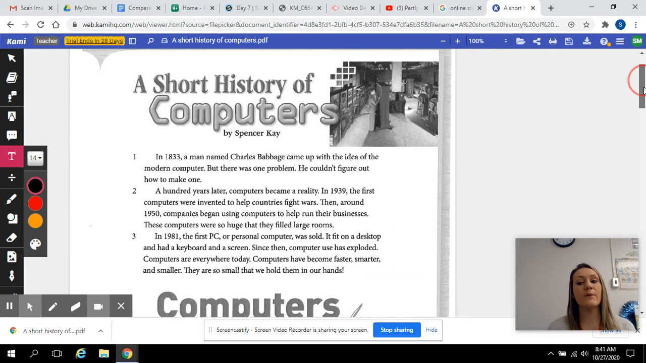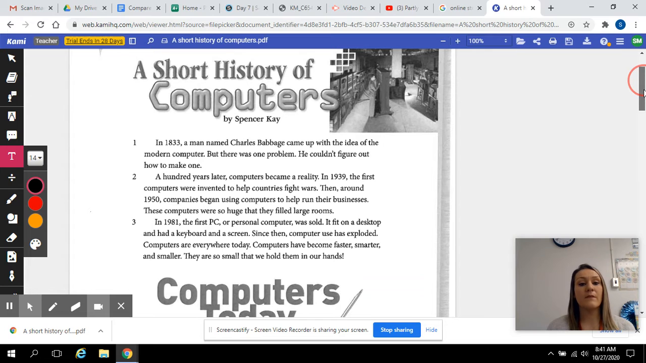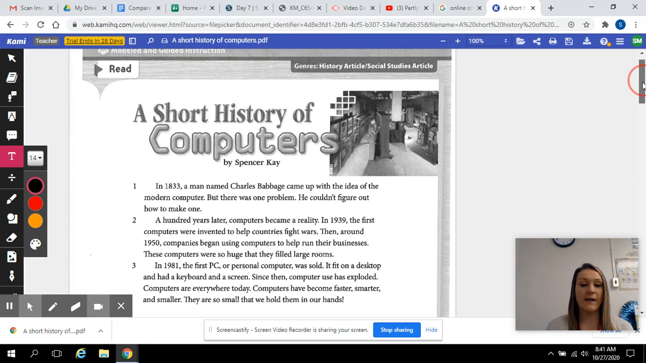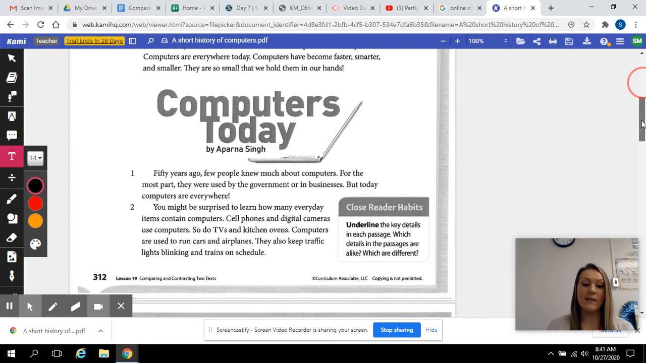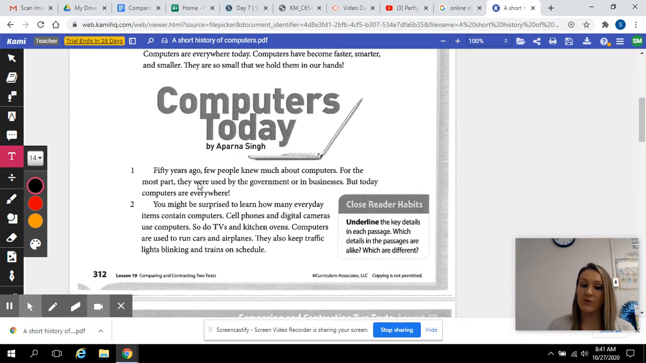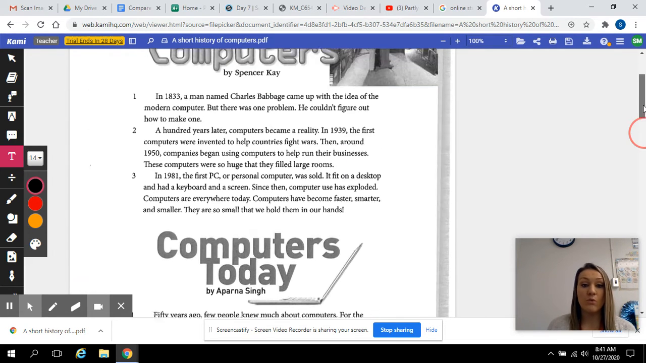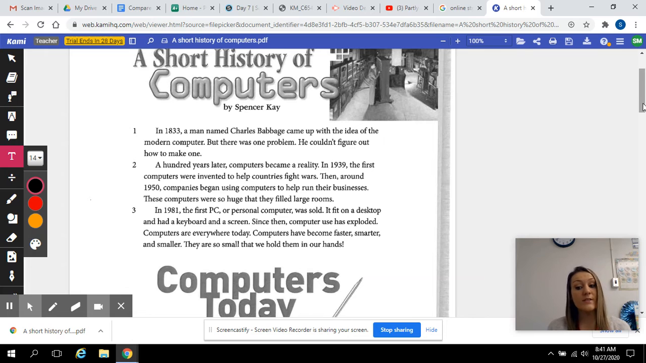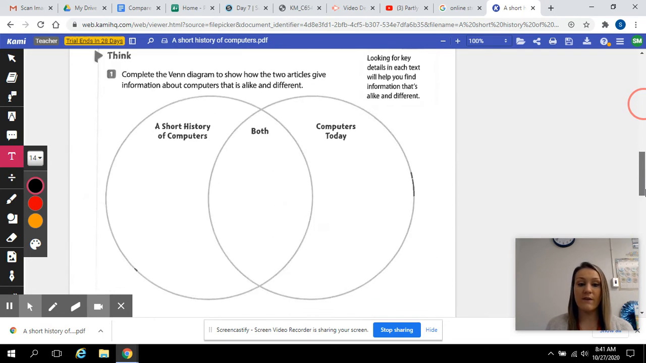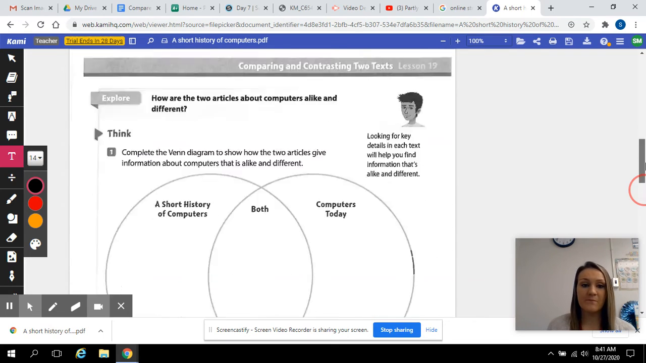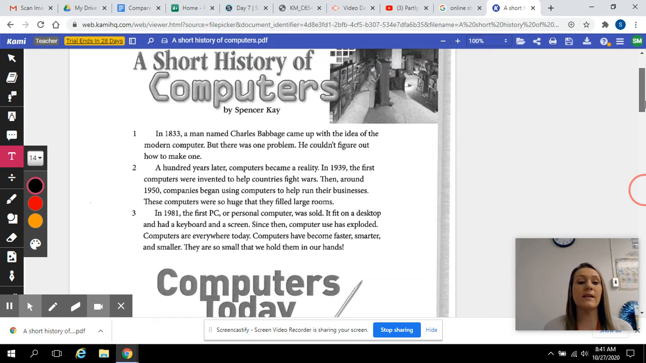So a short history of computers. That's the first short text. It's a really short passage. And then the next one is computers today, another short passage. Okay, you will be comparing, telling how they're similar, and contrasting, telling how they are different. Okay, and just like I said, we're going to use a Venn diagram. Okay, so I will read these. As always, I would like you to reread them at home.